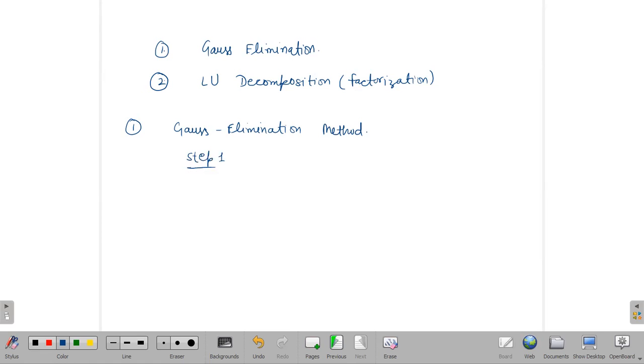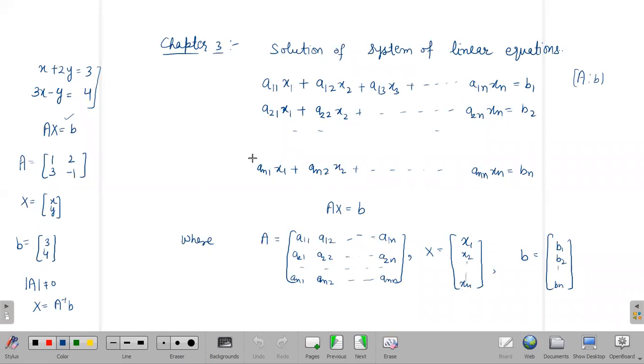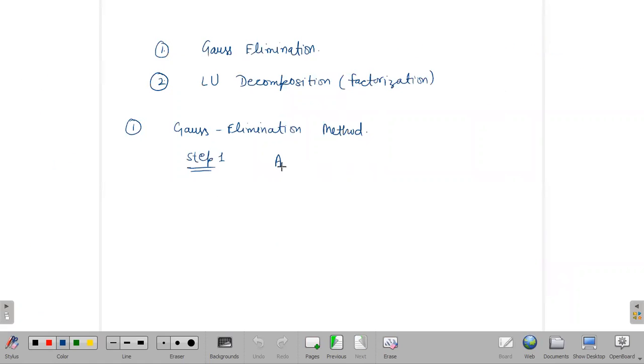Step 1, you just write the matrix A. That is, a system of linear equations will be given to you, and you have to find the solution of it. Now what you will do by the Gauss elimination method, you write the A matrix and then the B matrix also. Means I'm writing the augmented matrix. This is called the augmented matrix, right augmented matrix. So that is nothing but you should write A and B together.